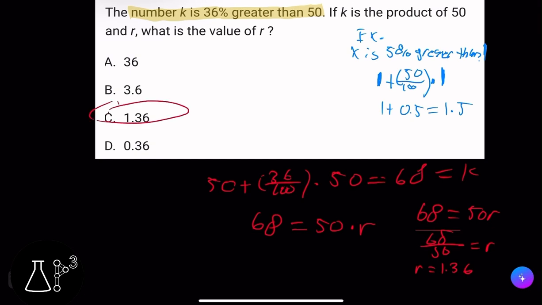I hope nothing was confusing. Just understand when it says greater than, we get the original number and then add the percentage divided by 100 multiplied by the original number. In this case, it was 50, but in the blue example that I did, it was 1.